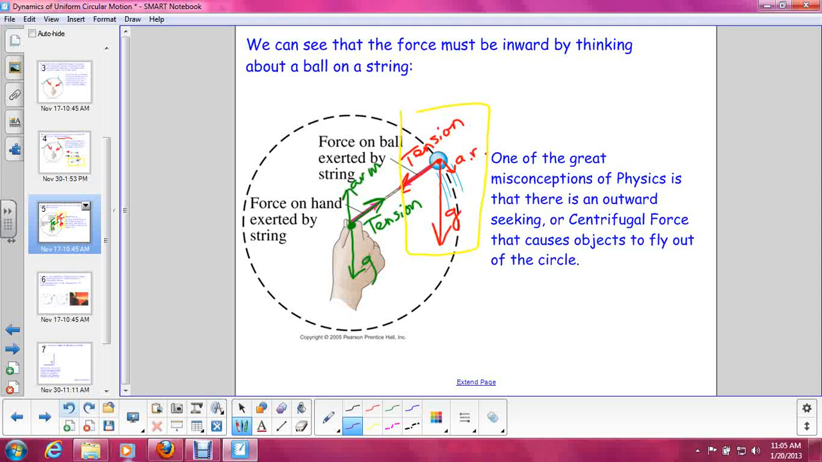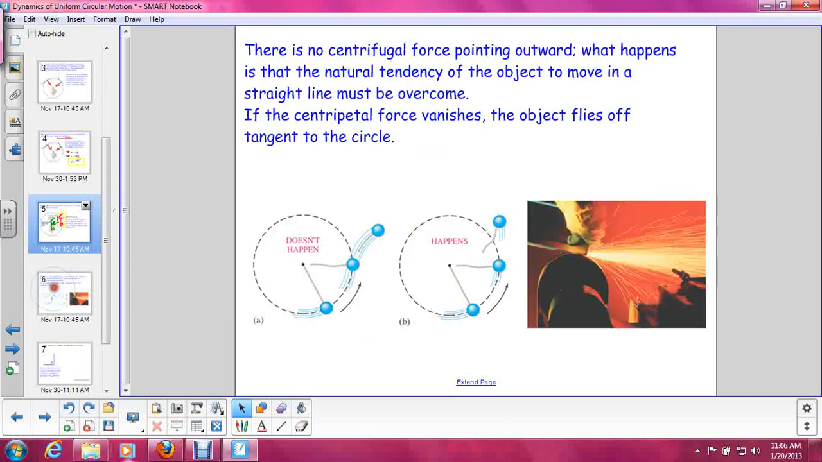And please do not get the words centripetal and centrifugal mixed up. Centripetal force is a real thing. It is the force pointing toward the center of the circle that keeps it moving in uniform circular motion. Centrifugal force is a bunch of baloney. So there is no centrifugal force pointing outward.